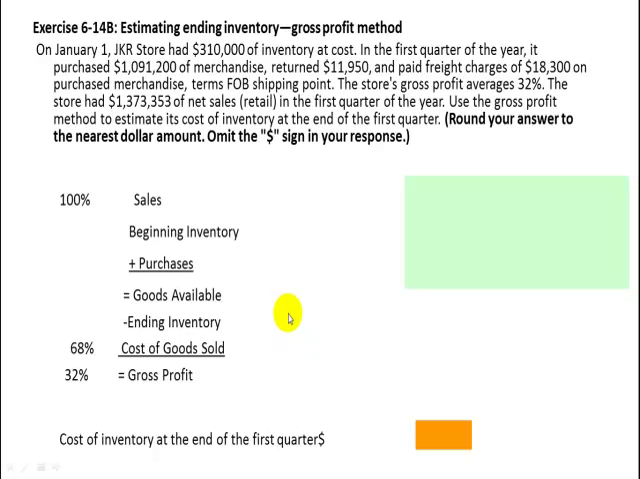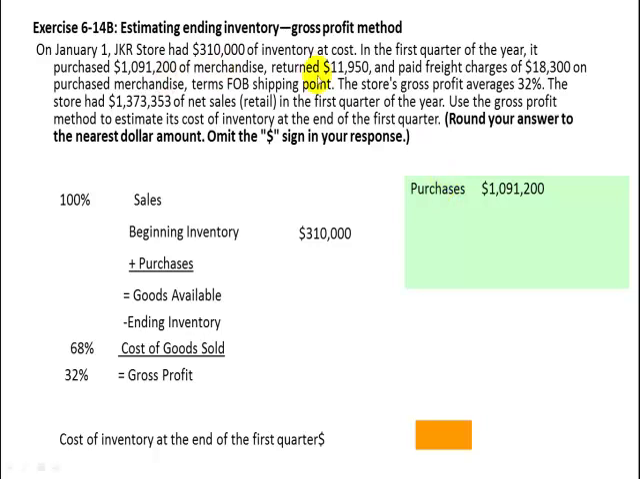So we have the following things. On January the 1st, JKR Company store had $310,000 of inventory at cost. So that's beginning inventory. In the first quarter of the year, it purchased $1,091,200 worth of merchandise, and that'll be purchases. But these purchases are not the net purchases. We're going to have to do some further calculating right here. So these are gross purchases.